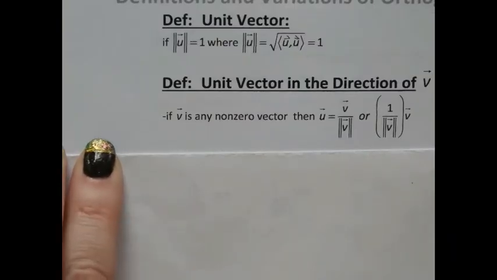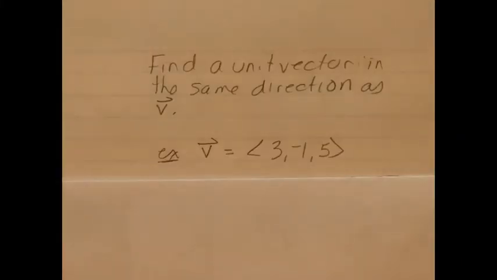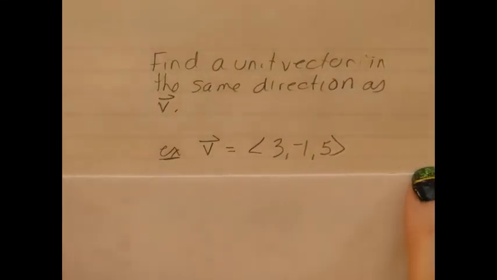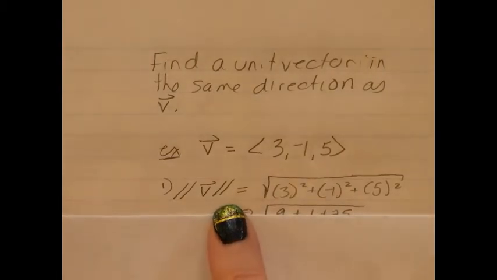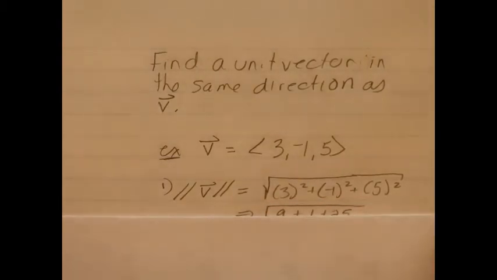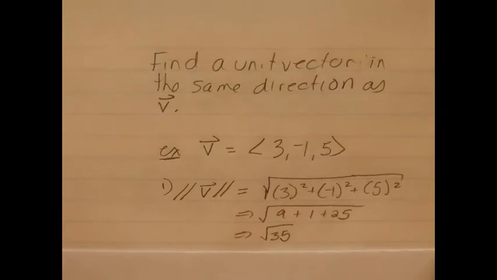Definition of the unit vector in the direction of v. If v is any non-zero vector, then vector u is equal to vector v over the length of v, or again, 1 over the length of v times vector v. Find a unit vector in the same direction as vector v. Vector v is equal to 3, -1, 5. Again, this is denoting inner product space. First thing that we're going to do, take the length of vector v, which looks a lot like the dot product that we know and love from the other section. Simplify, and voila.